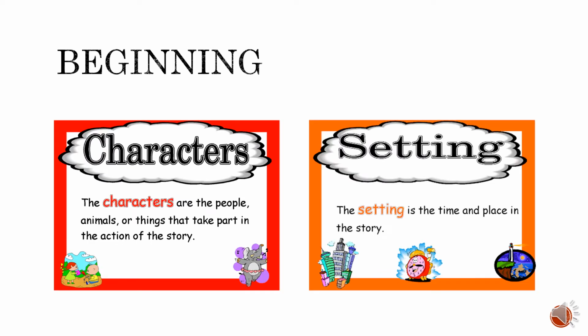First, we should know that the beginning includes both characters and setting. The characters are the people, animals, or things that take part in the action of the story. The setting is the time and place in the story. In order to detect the characters and setting, we use the WH questions: who, what, when, and where.